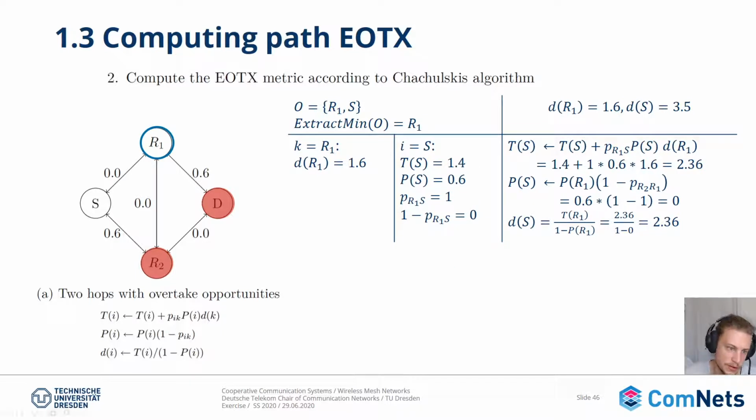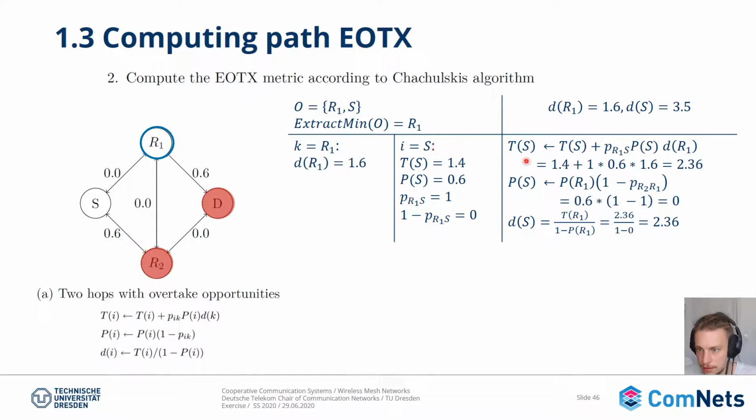So now R2 is already used as a relay, and the incident nodes are calculated. So we choose the next one. Next lowest distance is 1.6, as it was just updated, which is lower than 3.5 for S. So we extract R1, write down all the values as before.